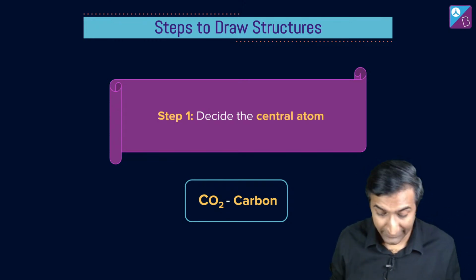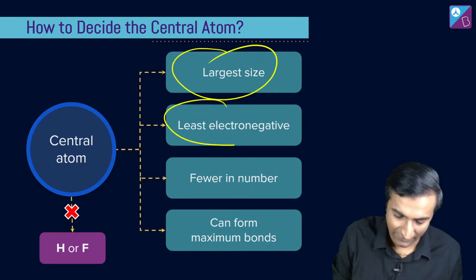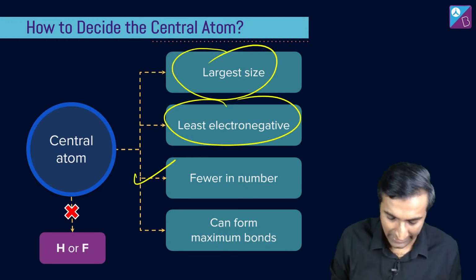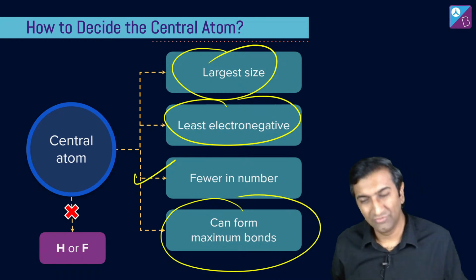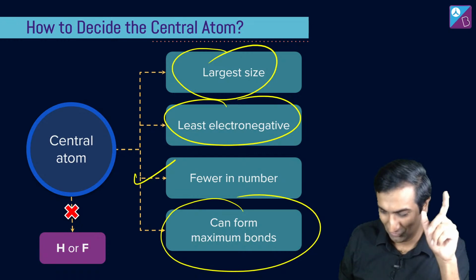Yeah. So the first step is to identify the central atom, which should be the largest size, least electronegative, smallest in number, and can form a lot of bonds. Now you'll see that these rules are a little bit, yeah, you can bend them a little bit. You'll see what I mean.